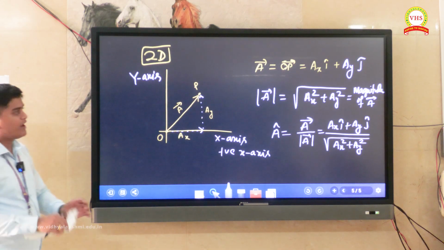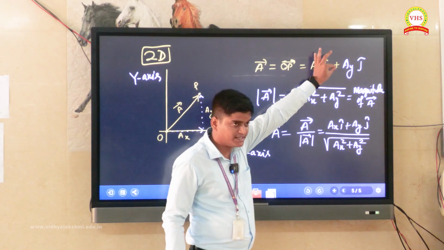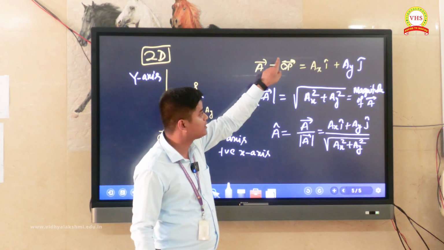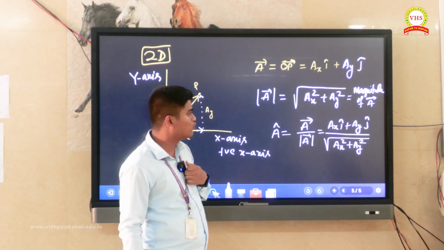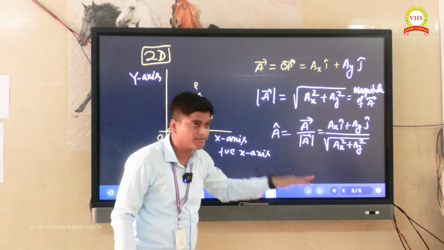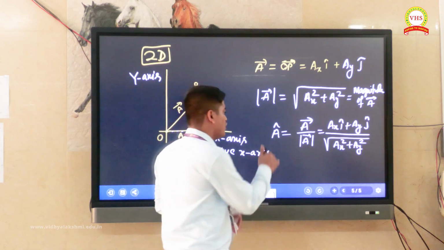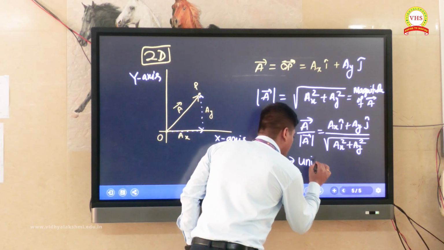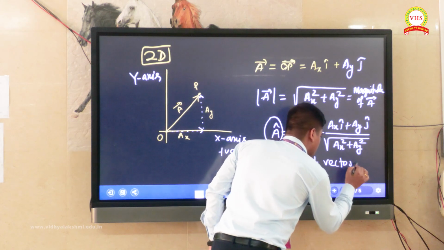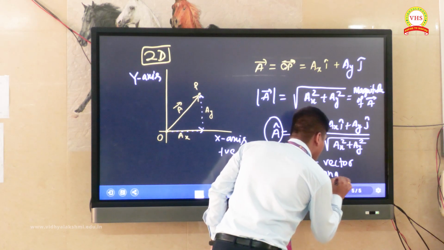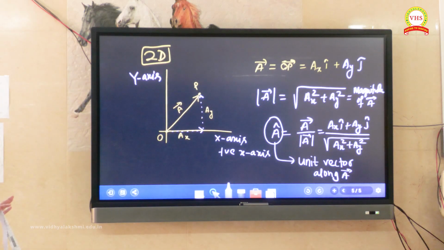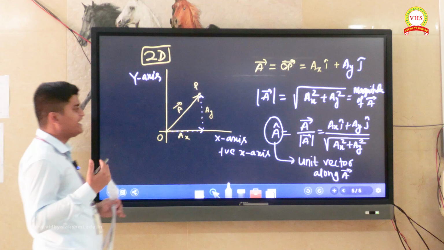So whenever one vector like this is given and I am asking you to find the unit vector along this vector, what do you have to do? Vector divided by vector magnitude. Clear or not? So what will we call this one? Tell. Unit vector along a vector. Unit vector along a. Clear? No doubt.